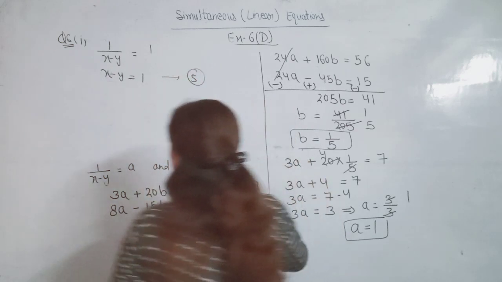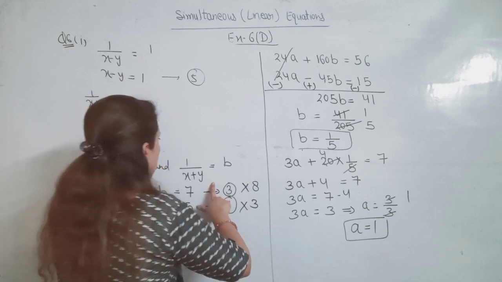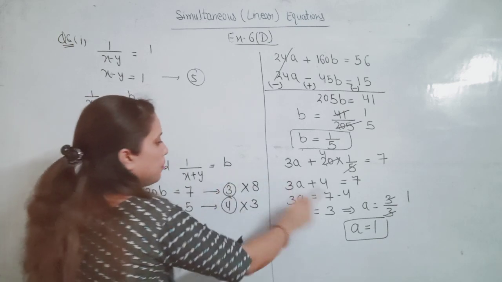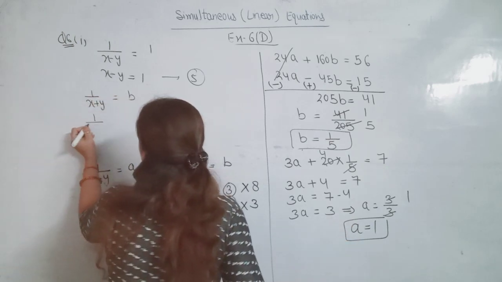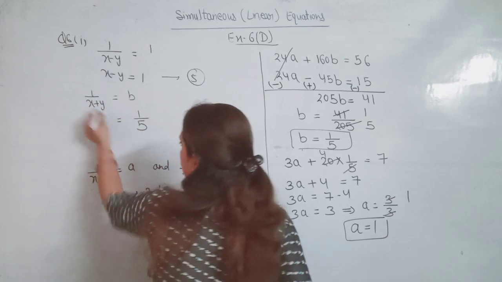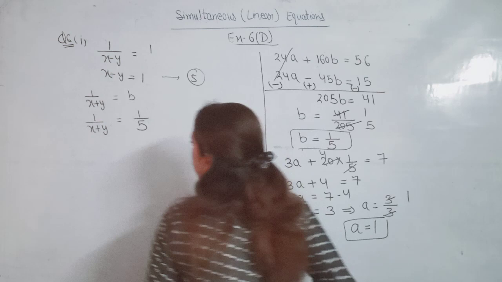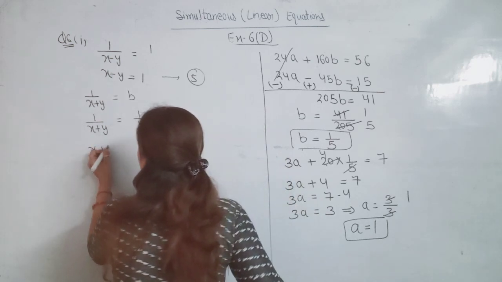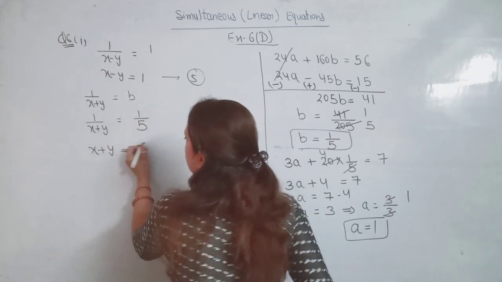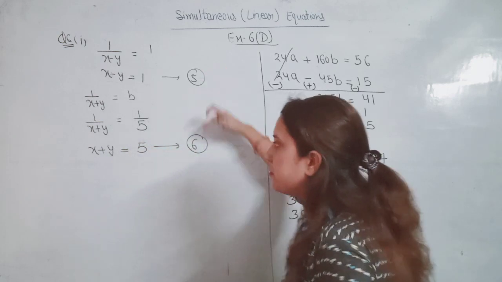Now 1 upon x plus y is equal to b, and the value of b is 1 by 5. So 1 upon x plus y is equal to 1 by 5. Do the cross multiplication. So x plus y is equal to 5. This is equation 6. Now we will solve equations 5 and 6.